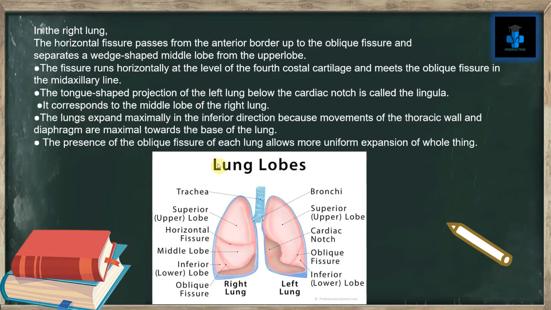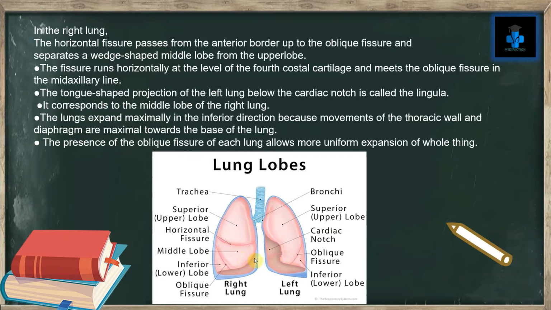The tongue-shaped projection of the left lung below the cardiac notch. This is the cardiac notch here, and this is the tongue-shaped projection. This is called lingula. It corresponds to the middle lobe of the right lung. You can see the right lung and it corresponds to it.